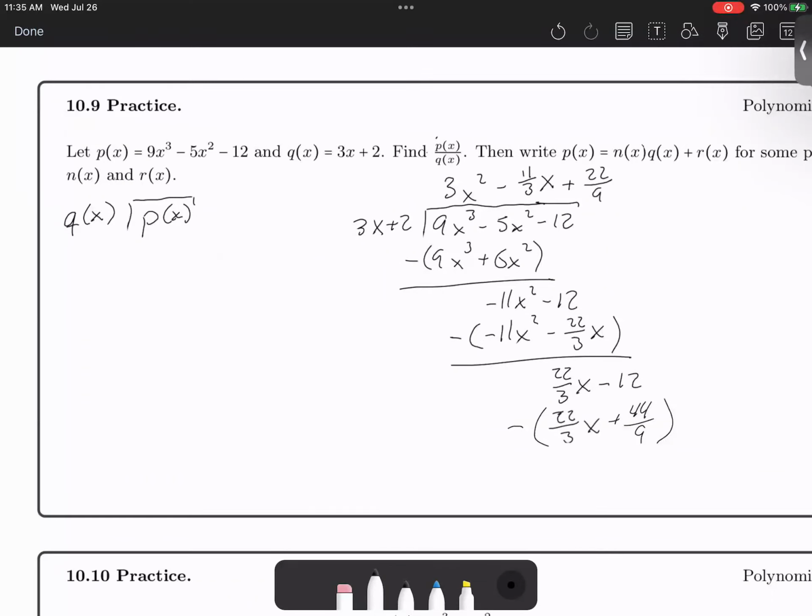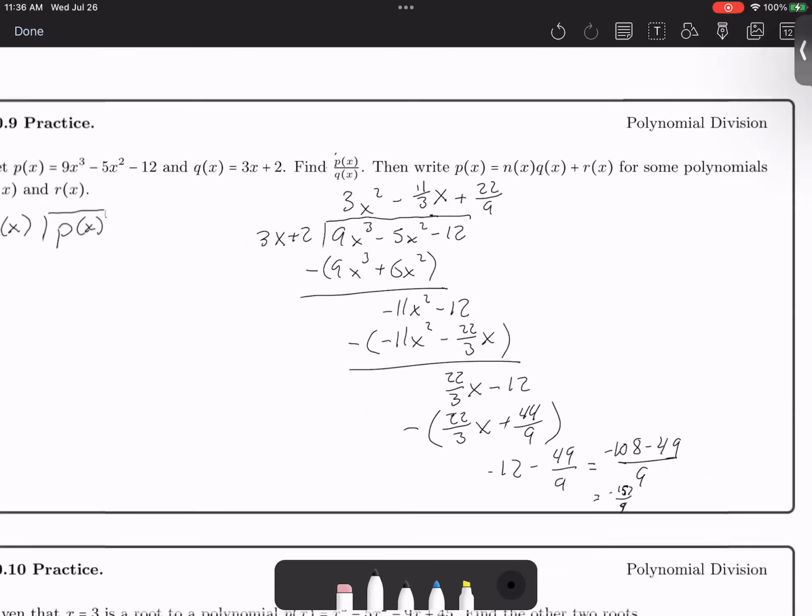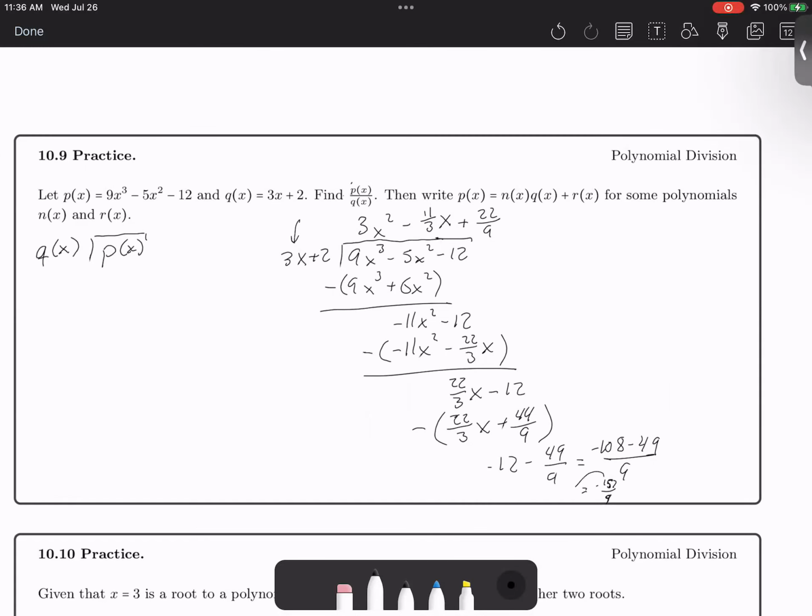I have no x's now, and I do have a constant minus 12 and minus 44 over 9, which if I get a common denominator, gives me minus 108 minus 49 over 9. Gives us minus 157 over 9. Okay. So I have to stop, right, because there's no way to go from a 3x into a constant.